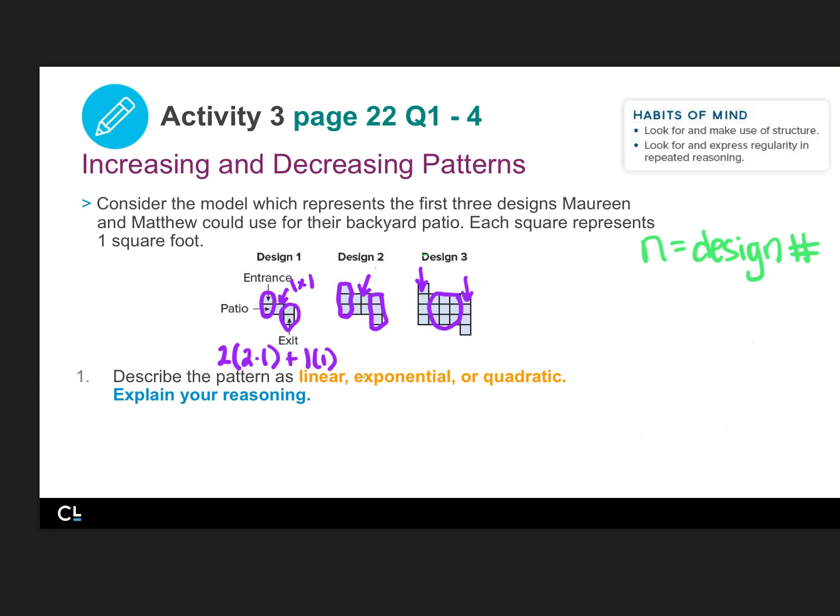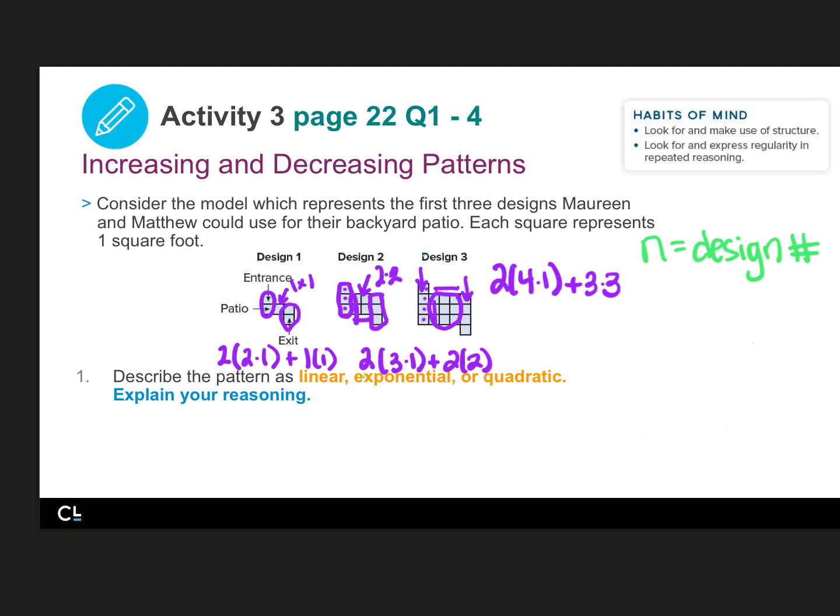For design 2, we have 2 rectangles. They're each 3 high and 1 wide. Plus this time in the middle, our square is 2 by 2, 2 high and 2 wide. And if we did the same with our third design, we have 2 rectangles, 1, 2, 3, 4 high, still 1 wide, plus our 3 by 3 square in the middle.